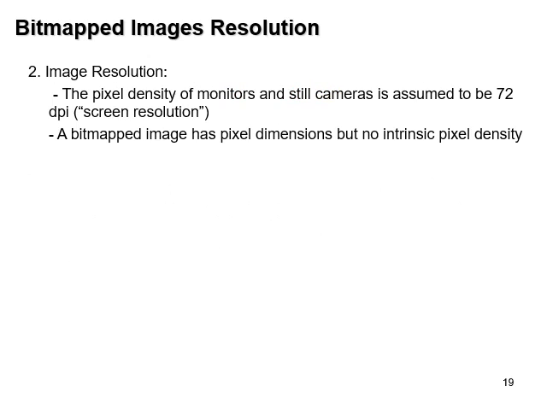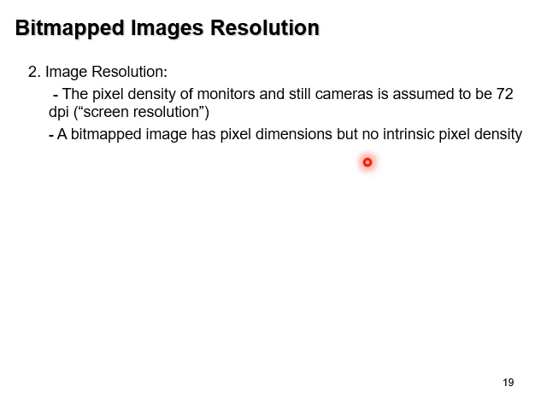Now, the other type of resolution, other than the device resolution, and we saw it has different formats depending on the device, is what's called the image resolution. The image resolution is simply the number of pixels that represent the image. So the pixel density of monitors and still cameras is assumed to be, let's assume, 72 dots per inch. This is called the screen resolution. Okay. A bitmapped image has pixel dimensions but no intrinsic pixel density.